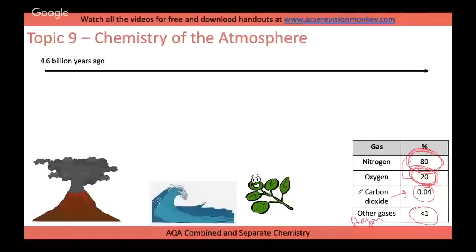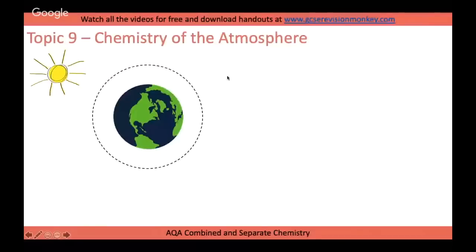So an atmosphere of mostly carbon dioxide, dissolved in the oceans, made sedimentary rocks, fossil fuels, and made the carbonate shells of animals, and then taken in by photosynthesis, oxygen released, and we end up with the atmosphere like it is today. So chemistry of the atmosphere continued then. We're going to look at global warming.